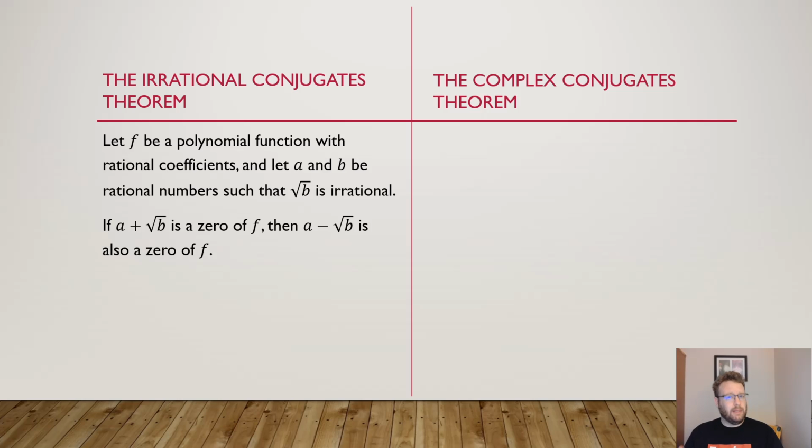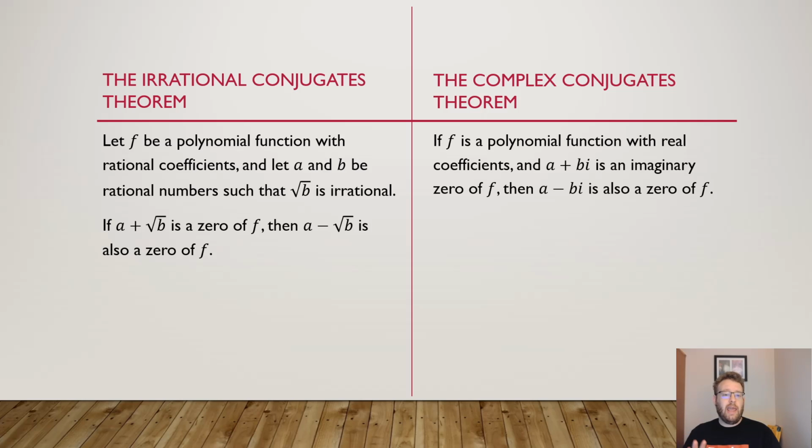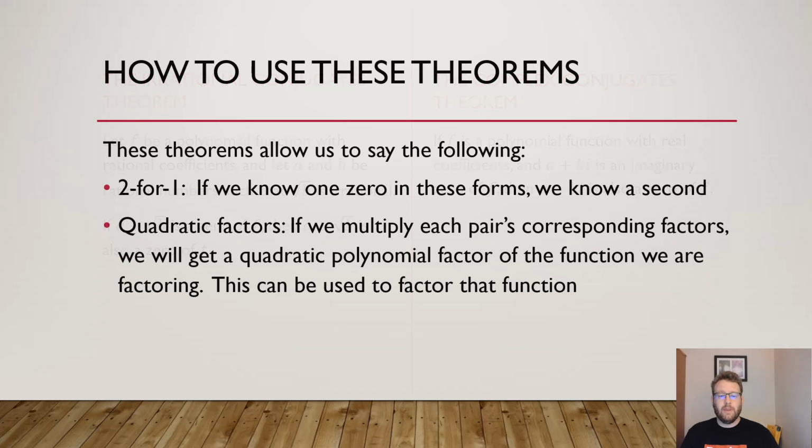Kind of in a similar vein, but notice there are some differences. Let f be a polynomial function with real coefficients. Notice there's a slightly more relaxed condition there. It doesn't have to be rational, just anything that's real. And let's assume that a plus bi is an imaginary zero of f. It has that real part a and that imaginary part b. If b were to equal 0, we would consider this only real, and we would not say that it applies here. Well, if that's true, then a minus bi, so again, switch that sign, but this time on the imaginary part, is also a zero of our function f.